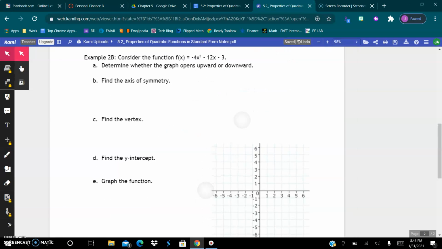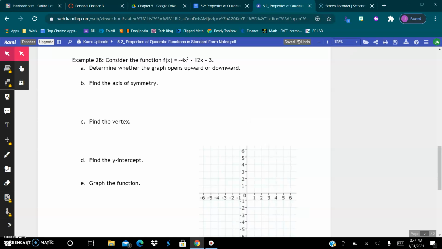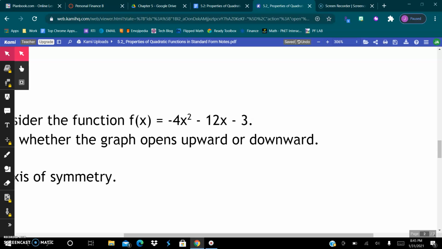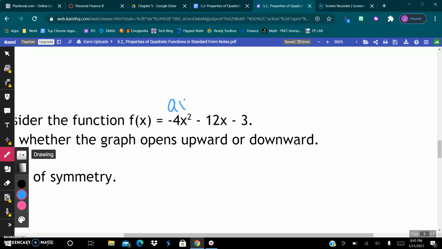All right, for this one, we're going to look at a different function and do the same thing. Determine if it opens up or down. So remember, we have ax squared plus bx plus c. A is negative in here this time, so this one is going to open downward.